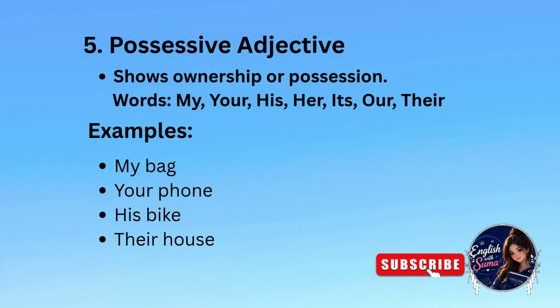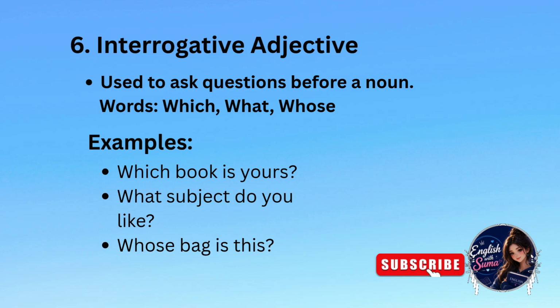A possessive adjective shows ownership. It tells us who owns something. Examples: my bag, your phone, his bike, their house. An interrogative adjective is used to ask questions and comes before a noun. Examples: which book is yours? What subject do you like?